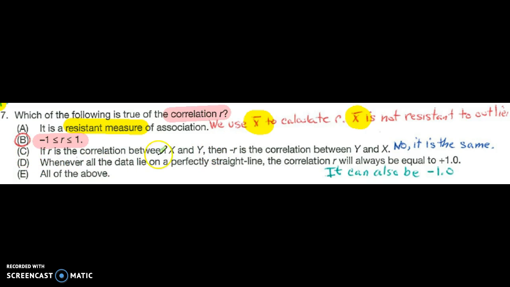So if you look at C, if we switch our variables between x and y and do y and x, it's still the same correlation. It doesn't change it. If I have a perfectly straight line, my correlation is +1. That's not true because it also could be -1.